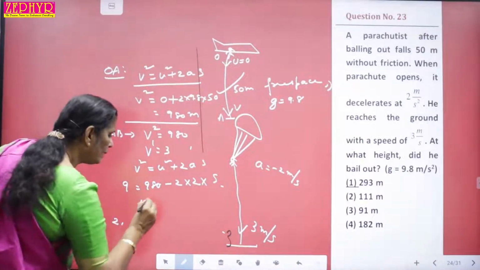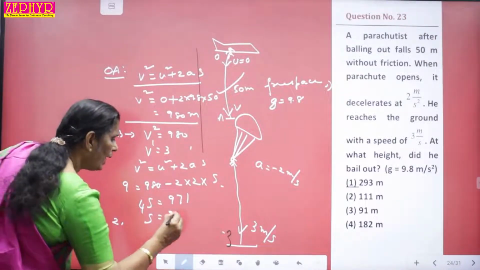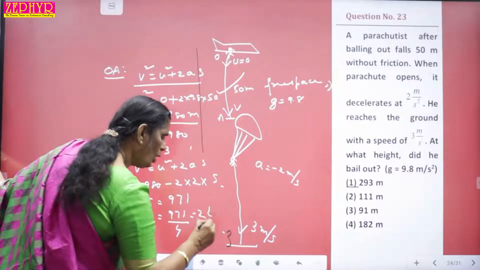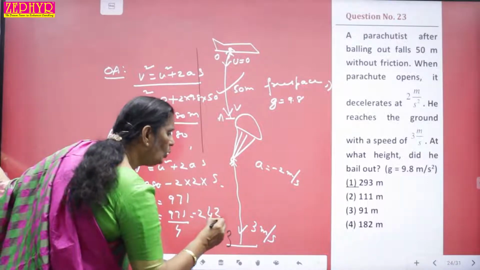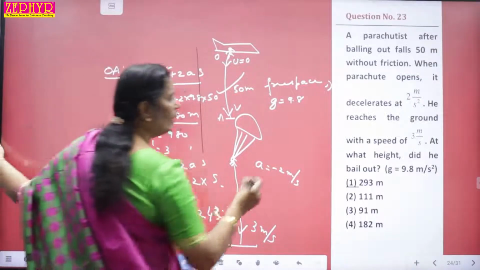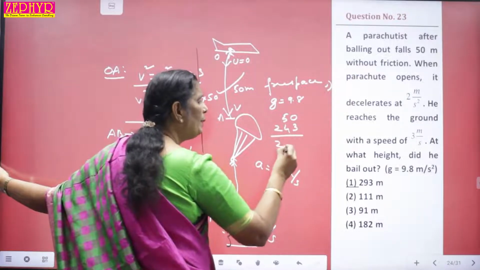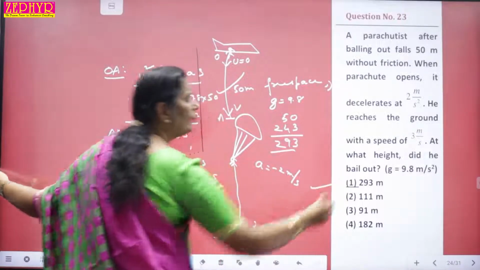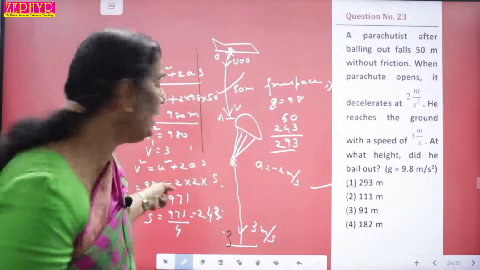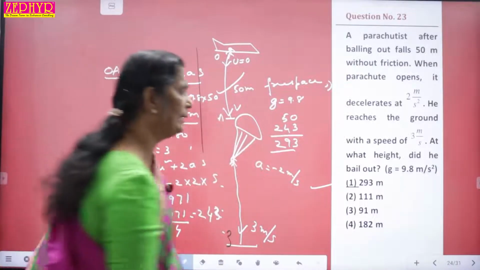So 4S is equal to 971. So S is equal to 971 by 4, which will be approximately 243. So 50 plus 243 will be 293. Yes, 293 will be the answer. I took 3 because I misunderstood the velocity. It is not 3, it is 2. So 243 plus 50 will be 293.